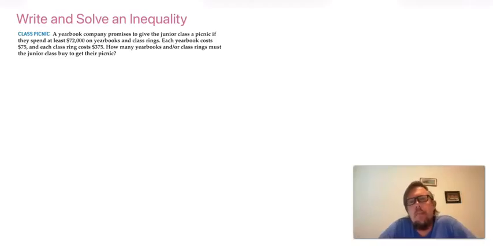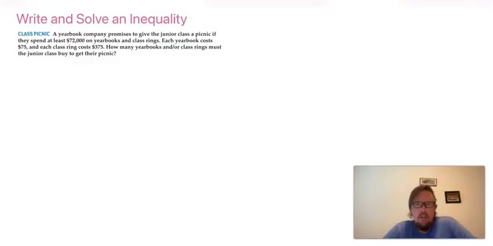A yearbook company promises to give the junior class a picnic if they spend at least $72,000 on yearbooks and class rings. Each yearbook costs $75 and each class ring costs $375. How many yearbooks and/or class rings must the junior class buy to get their picnic?